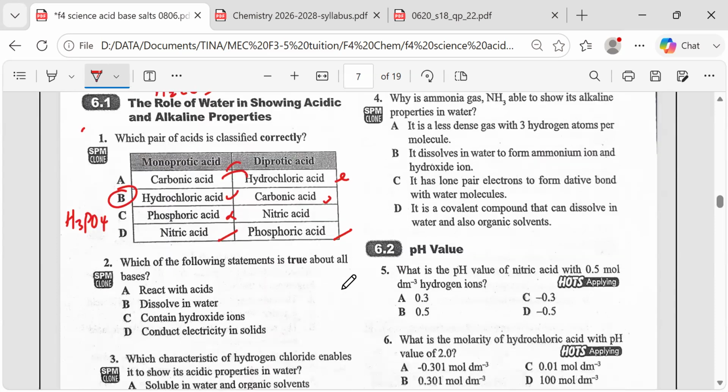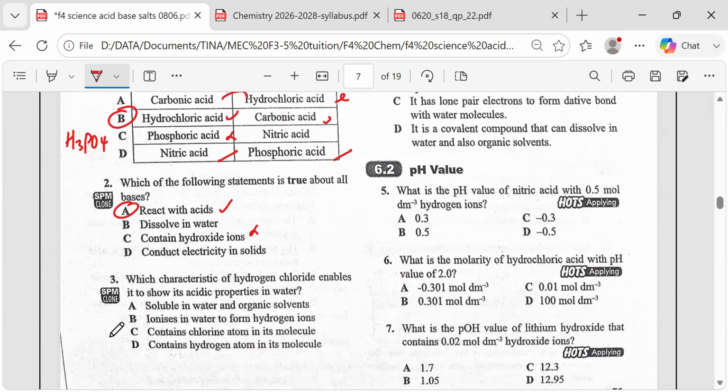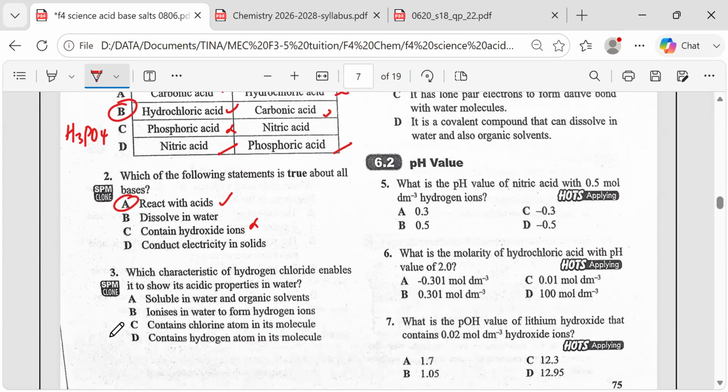Okay. True about all bases: react with acids, dissolve in water, contain hydroxide ion. No, why not? A base can be insoluble. Okay? All bases must be able to neutralize acid. That's the definition of a base. Not that it can form hydroxide ion. Forming hydroxide ion is an alkali. An alkali can form hydroxide ion. Okay? A base can react with acid.